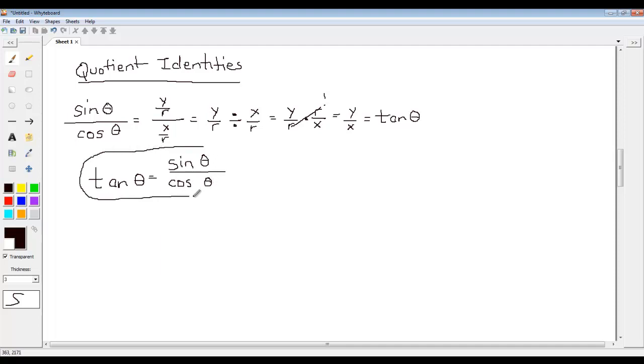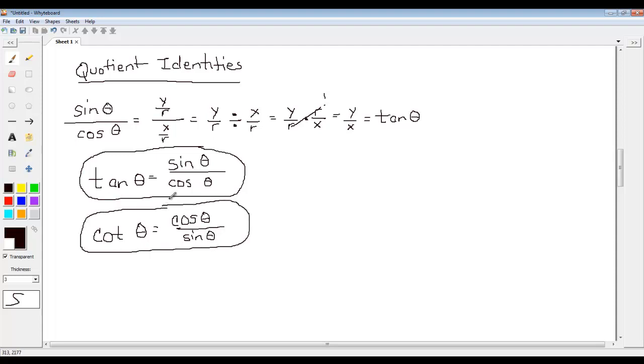There's one of your quotient identities. And since cotangent of theta is 1 over tangent, we can go ahead and say cotangent of theta is 1 over this, the reciprocal of this, which will lead to cosine theta over sine theta. Two more identities, nice and useful.